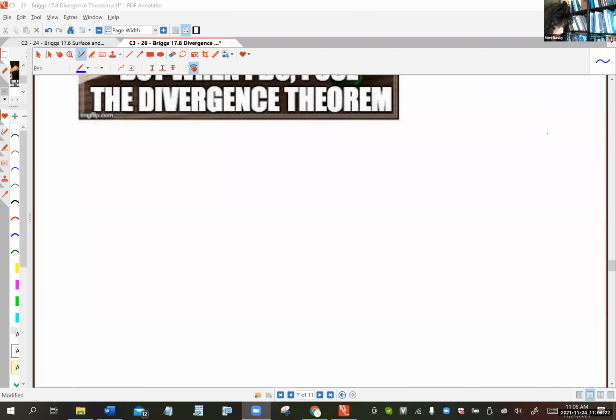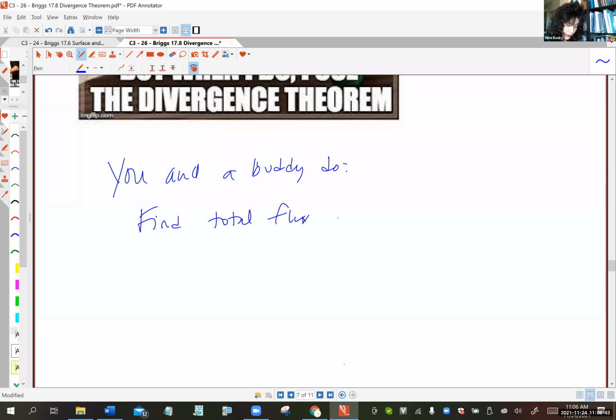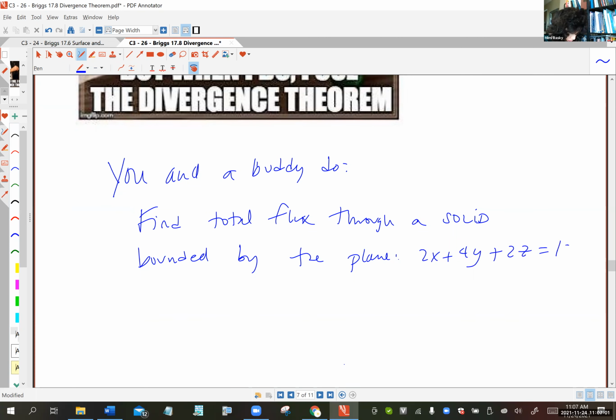Okay, so here we go. I'm pulling this out of a completely different book, okay? So you and a buddy are going to try doing this problem. You think you can do it? Sure. I just showed you how to do it, so it's not too hard. So how about find the total flux through a solid bounded by the plane 2x plus 4y plus 2z equals 12 and the coordinate planes.